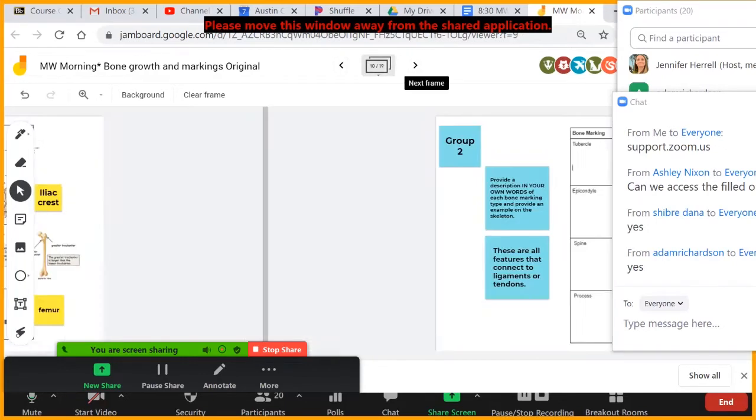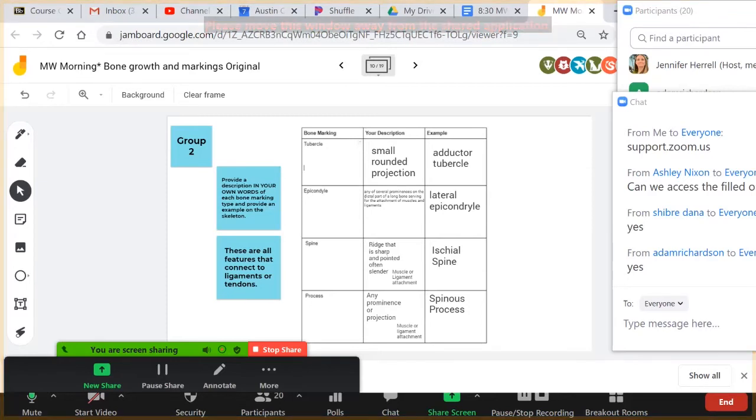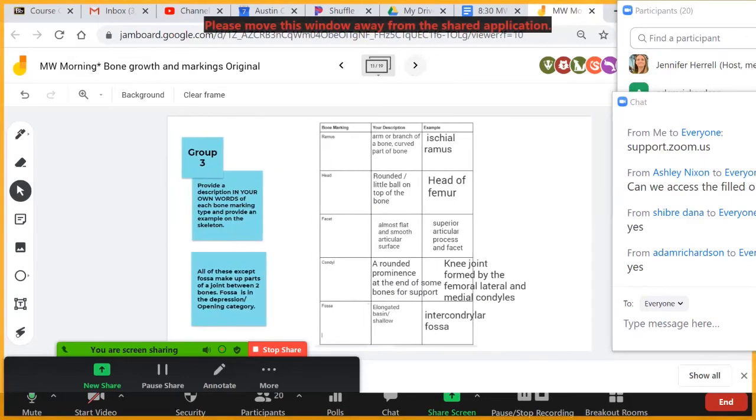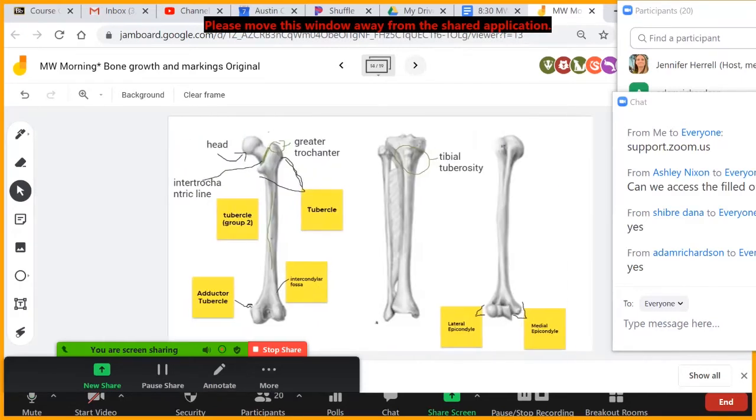Group 2. All right, next we have epicondyle. So obviously epi, this name tells you that this part's going to be above something else, and it's going to be above another kind of prominence called a condyle. So here's a good example of one, the lateral epicondyle. And let's see, is that on? There it is. Awesome.